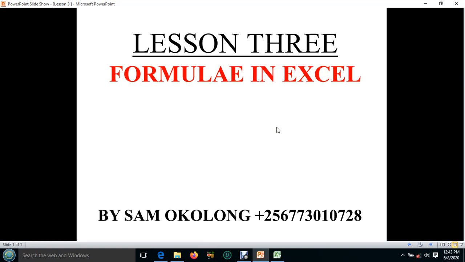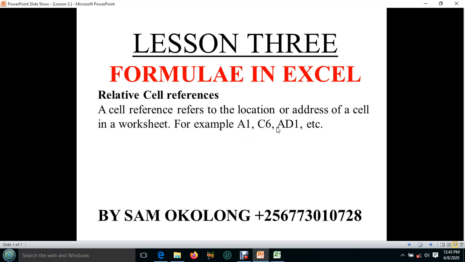In today's lesson, we want to base our discussion on relative cell references. So before we look at what relative cell references are, let us first look at what a cell reference is. A cell reference refers to the location or an address of a cell in a worksheet. A location or an address of a cell in a worksheet.